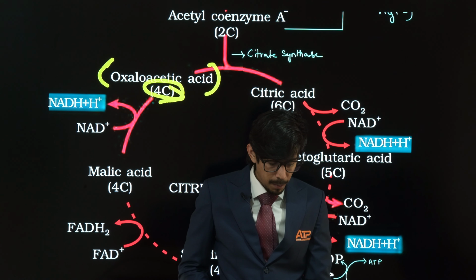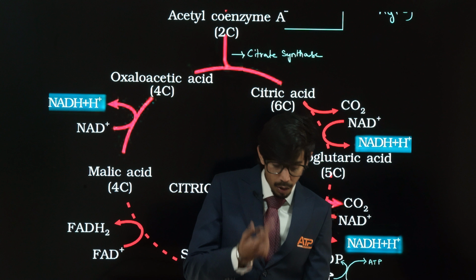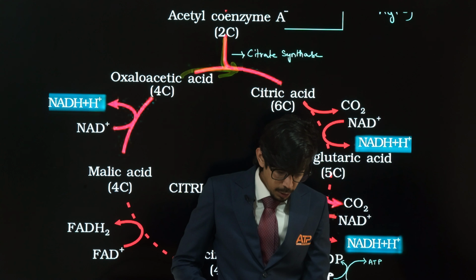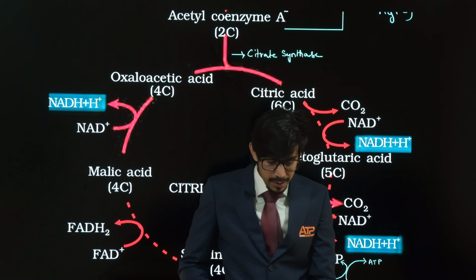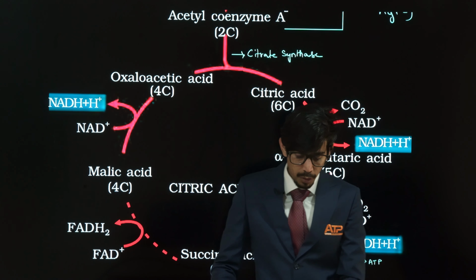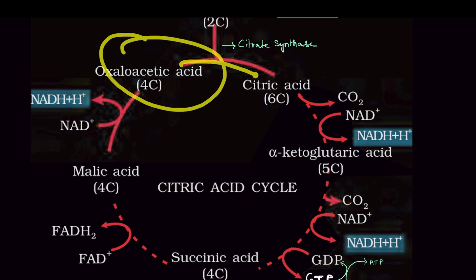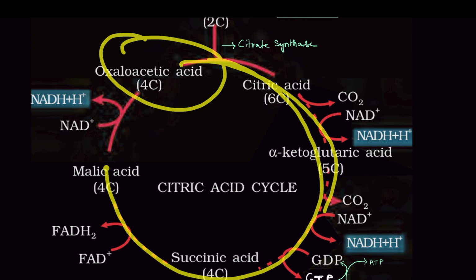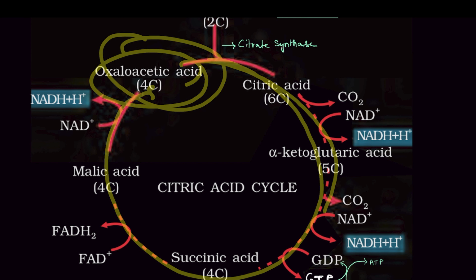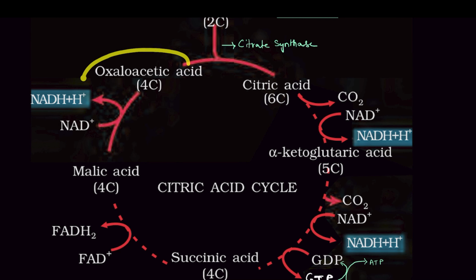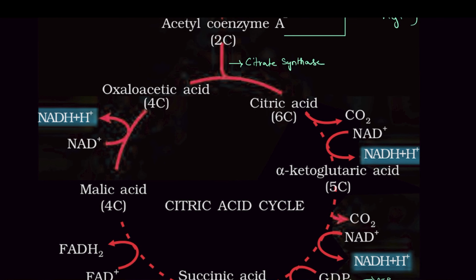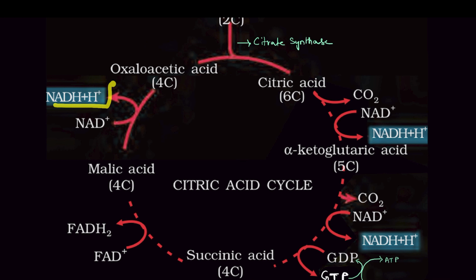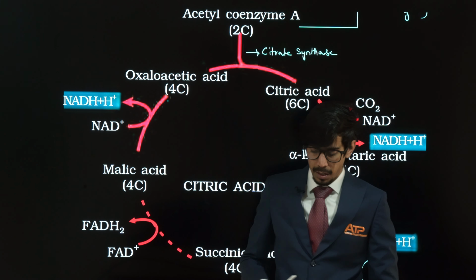Oxaloacetic acid is the compound which is involved in the first step of the Krebs cycle. We need to regenerate this oxaloacetic acid so that this cycle can continue. So therefore, oxaloacetic acid, after undergoing all these reactions, is formed again. Why? So that it can enter into the Krebs cycle again. And in this step as well, we get one NADH plus H plus from NAD plus. So this is the entire Krebs cycle.